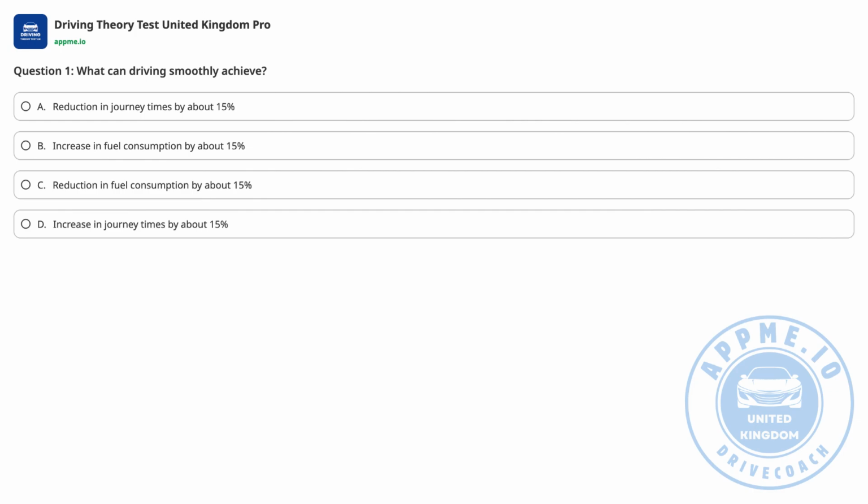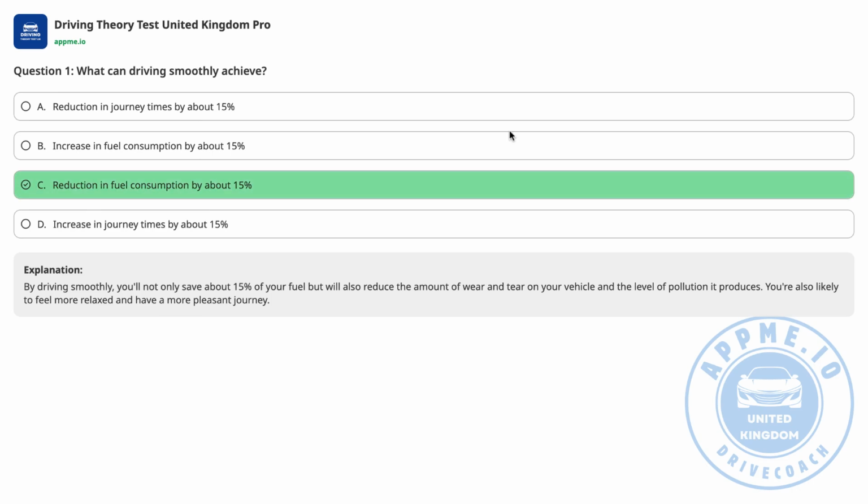Question 1. What can driving smoothly achieve? A. Reduction in journey times by about 15%. B. Increase in fuel consumption by about 15%. C. Reduction in fuel consumption by about 15%. D. Increase in journey times by about 15%. The correct answer is C.